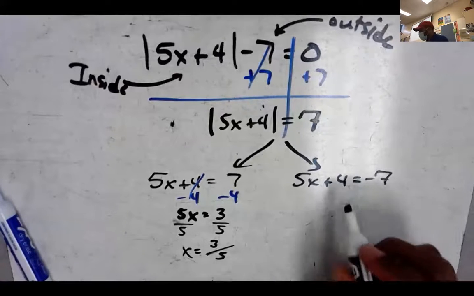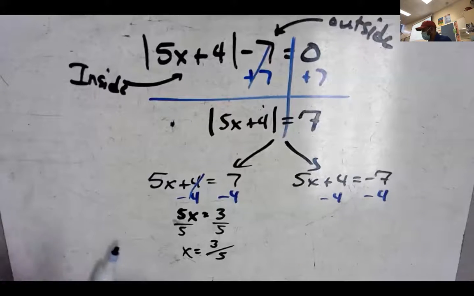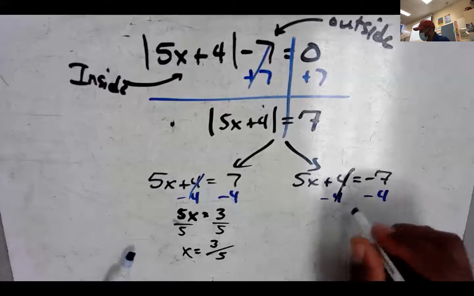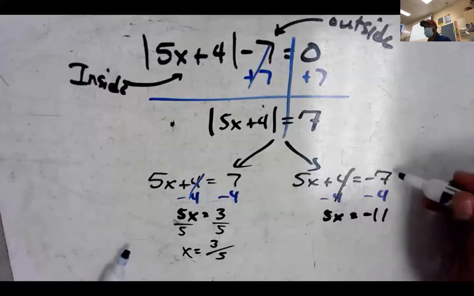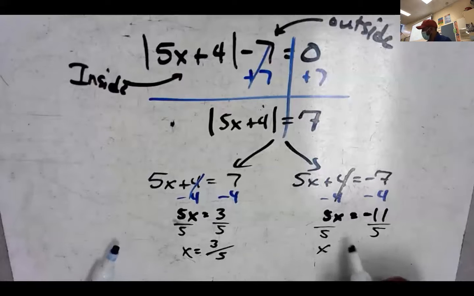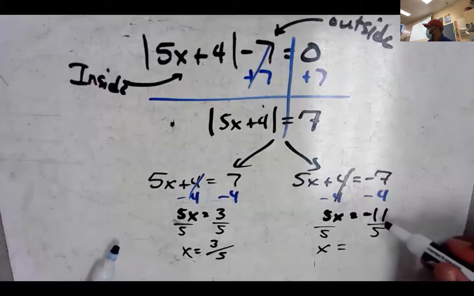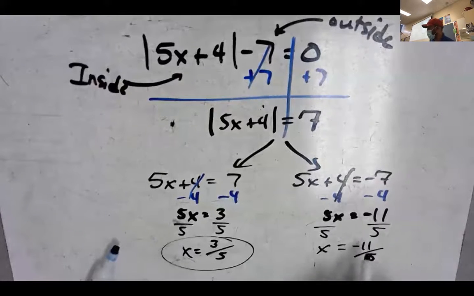And then the same thing here. So minus 4, and I get 5x equals now negative 11, negative 7 minus 4. Same thing, divide by 5. And again, I can't divide 5 into 11, so I just leave it. Negative 11 over 5. So now I have a fraction for an answer.